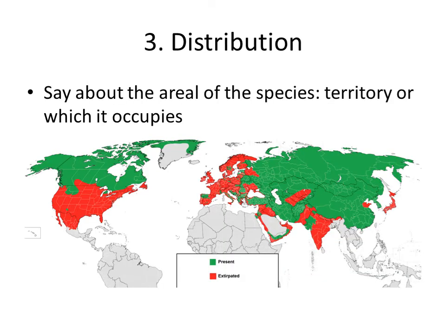Point 3, distribution. Here you can say the territory which is occupied by the species. And it's good to say about the previous distribution and that now it has shrunk because of human activity. Humans, you know, are killing the wolves.